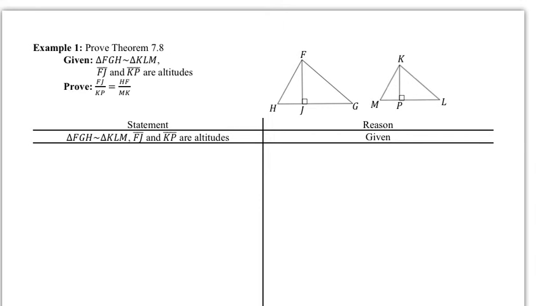So I've got the given there for you. And remember that altitudes are perpendicular to the side opposite of the vertex they come from. So we're going to state that. We have to have that in our proof. So we're going to say FJ is perpendicular to HG, and that KP, not KF, KP is perpendicular to ML. And we're going to say definition of altitude, because altitude is perpendicular to the side opposite of the vertex it comes from. So definition of altitude.